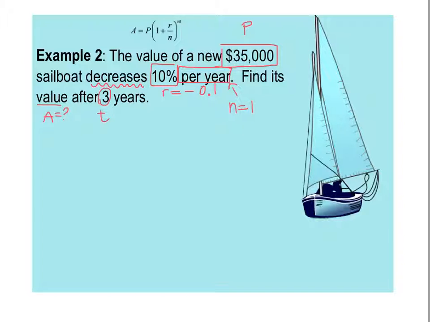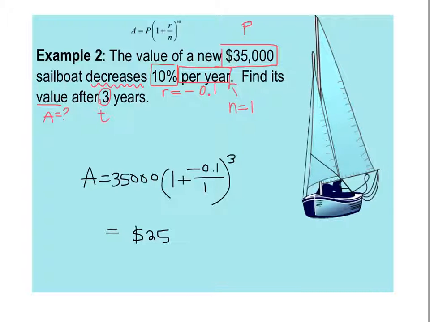So let's solve. We have A equals 35,000 times 1 plus negative 0.1 over 1 to the NT. Now we have our N of 1 and our T of 3, so our exponent's just going to be 3. So after 3 years, our sailboat's only going to be worth about $25,515.